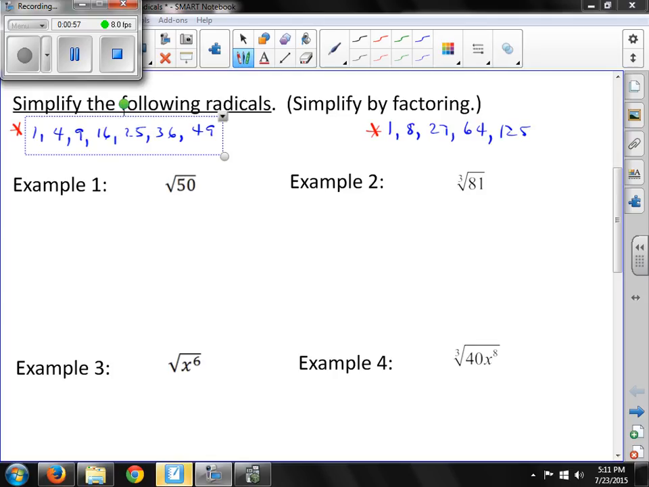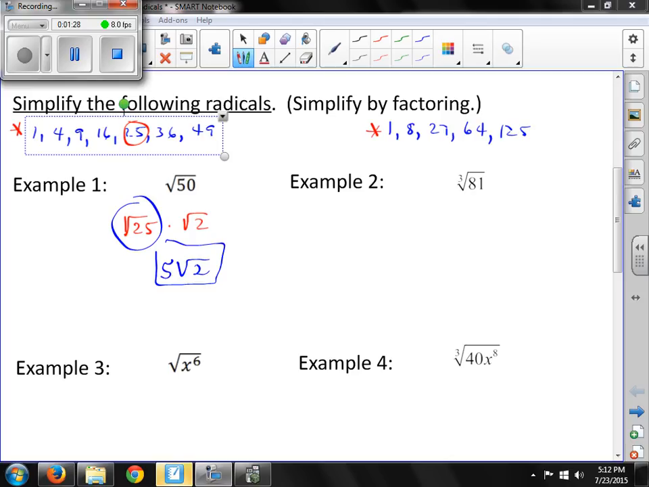So we'll start with the square root of 50. I'm looking for a perfect square that will divide evenly into 50, and I believe it would be 25. So I'll start with the square root of 25 times the square root of 2, because 25 times 2 is 50. Now, the square root of 25 will break down. The square root of 25 is 5, so now I'll have 5 square roots of 2, and that is my final answer. That's how we simplify radicals.